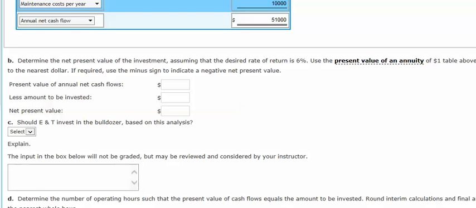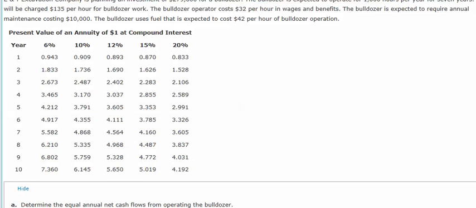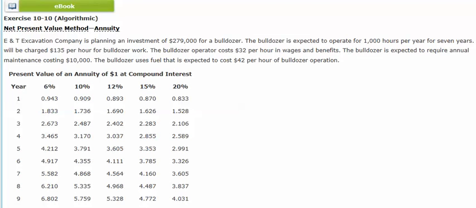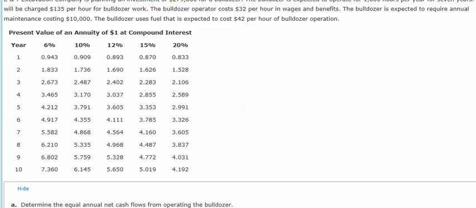Now, in Part B, it says determine the net present value of the investment, assuming the desired rate of return is 6%, using the present value of an annuity of a dollar table above. We're going to round it to the nearest dollar. If required, use a minus sign to indicate a negative net present value. The present value of the annual cash flows: I'm going to take the $51,000. I need to go up to the table, and I'm going to use the 6% column. It said 7 years, so I'll go down here at 7. The number I'm going to use is 5.582. So my present value then is $284,682.